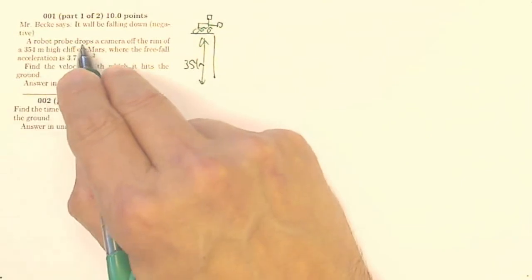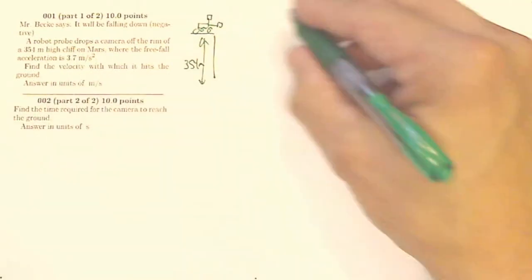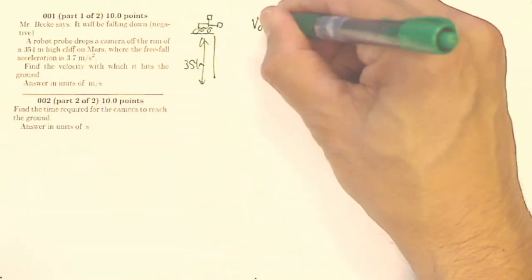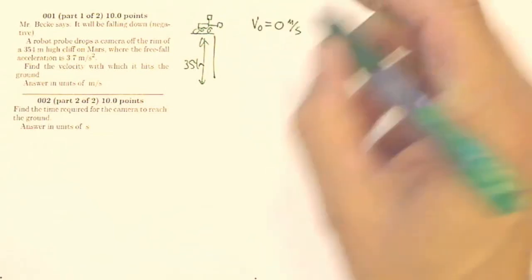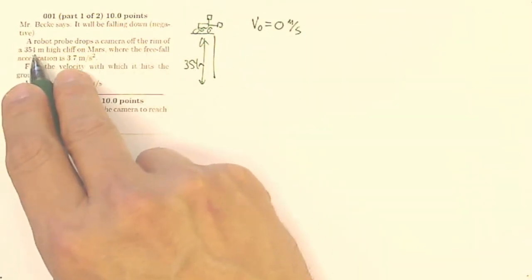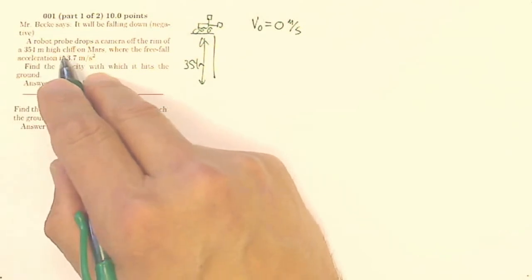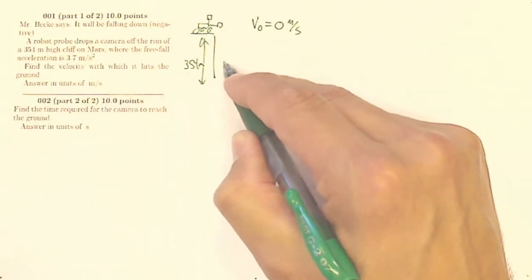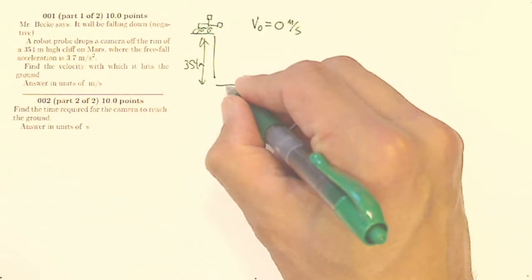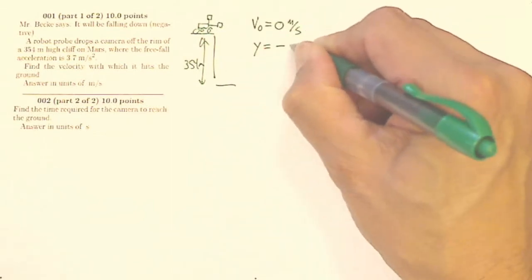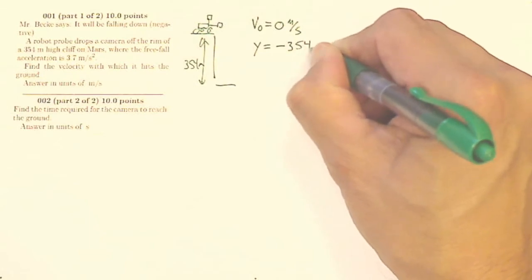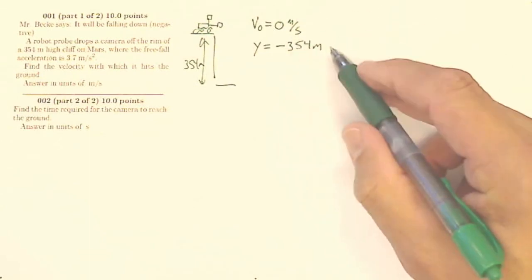A robot probe drops a camera. When I drop something, I say that my initial velocity is 0 meters per second. Off the rim of a 354 meter high cliff. Now what's going to happen to the camera is it's going to fall 354 meters before it hits the ground. So I know that my vertical displacement is going to wind up to be negative 354 meters. It's going to go down 354.